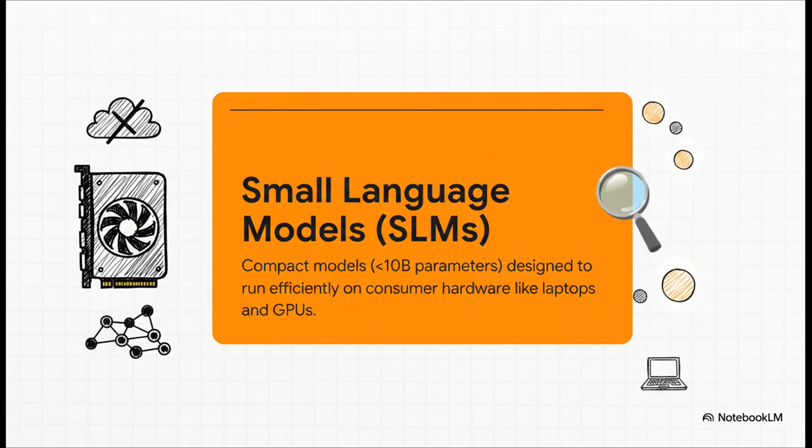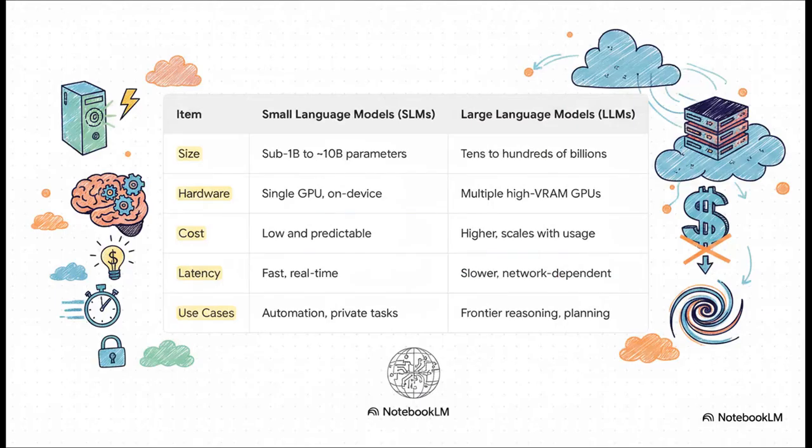These things are mighty. Thanks to way better training data and much smarter designs, these compact models are now strong enough for a ton of the tasks we used to need those giant cloud models for. Their killer feature isn't just their size, it's that they're accessible. You can run them. This table really lays out the trade-offs, doesn't it?